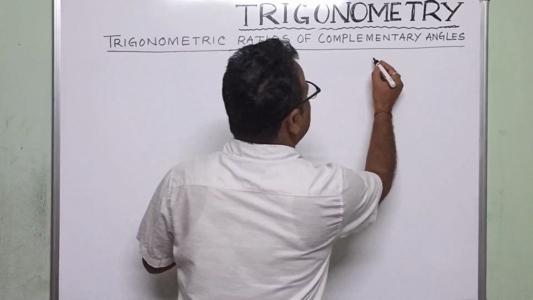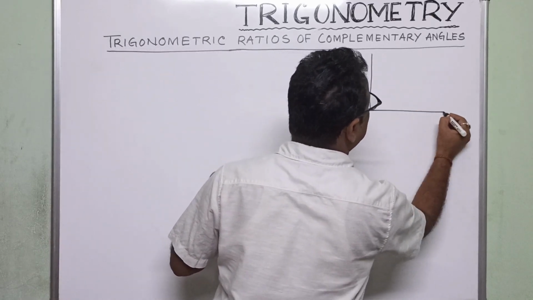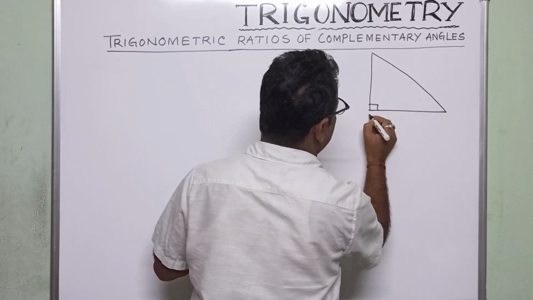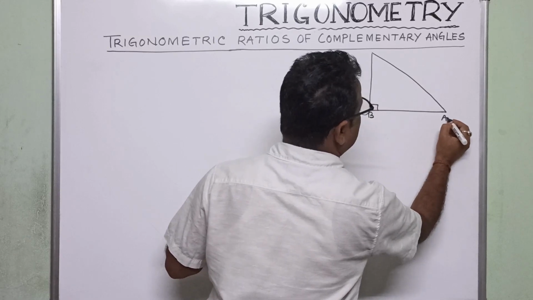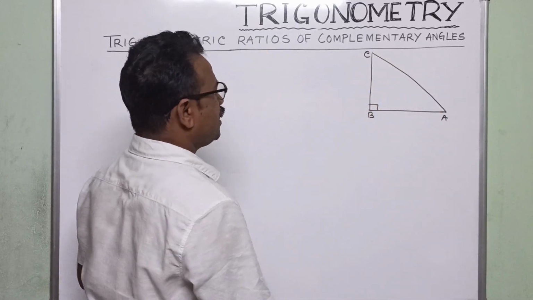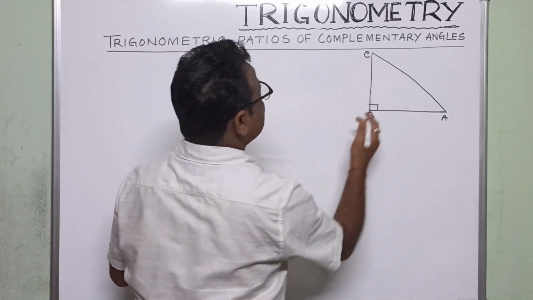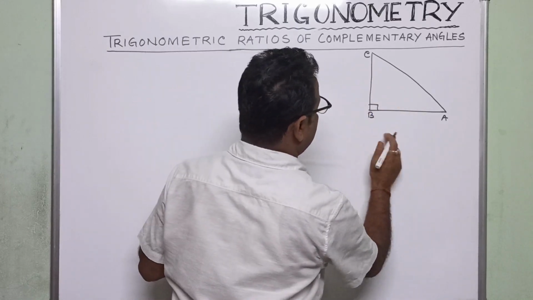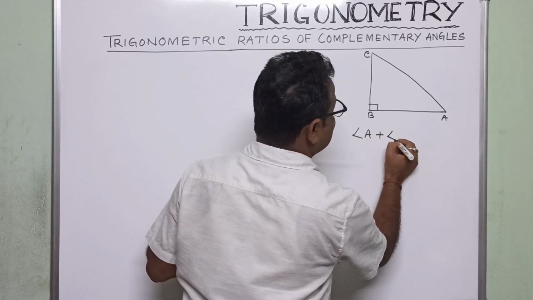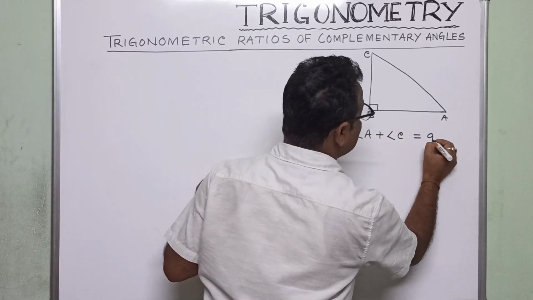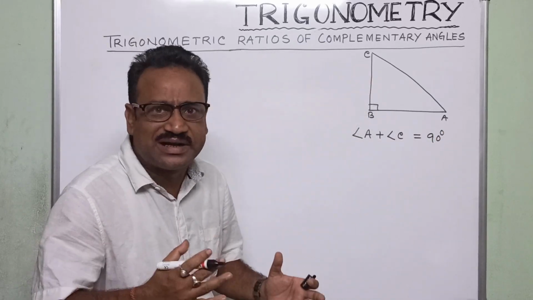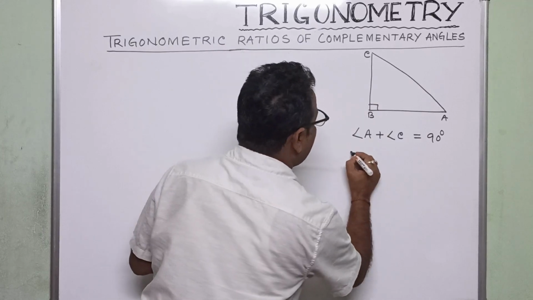Now see, let's take a right angle triangle ABC, with the right angle at B. This is B, this is A, this is C. Now here in this triangle, angle A plus angle C is equal to 90 degrees. Why is it? Because B is 90.